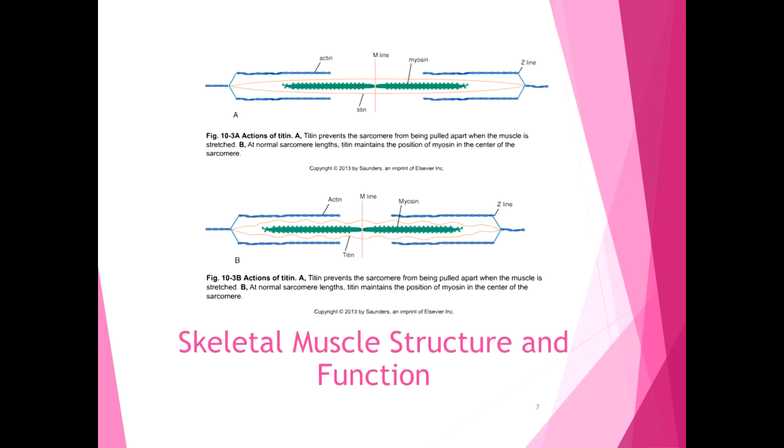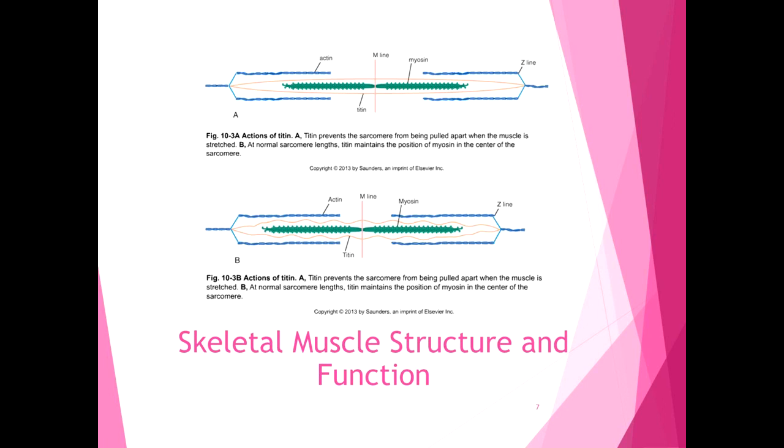So here's that bigger picture. In the top, letter A, the titin is stretched, it's tightened, it's preventing the sarcomere from being pulled apart. So we have that actin-myosin crossover that's so important for a good muscle contraction. In the bottom picture, the titin is in a less stretched position, and it's maintaining the myosin in the center of the sarcomere. So we're trying to maintain that actin-myosin crossover.